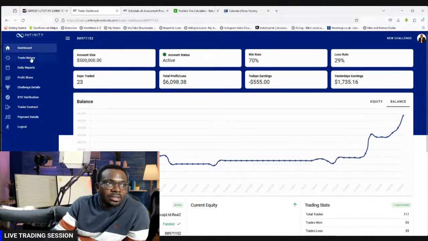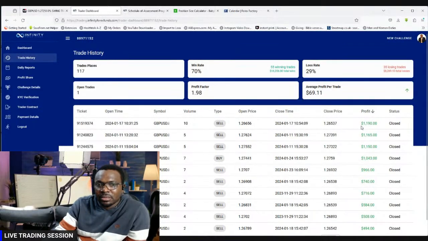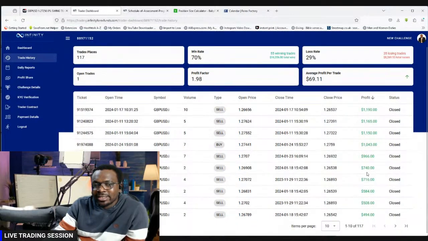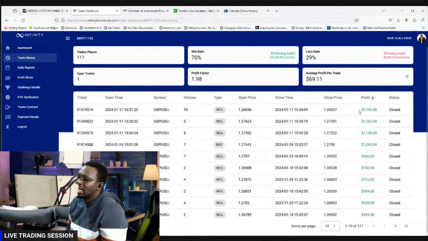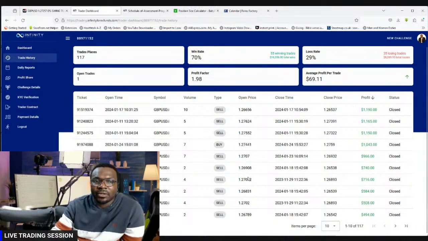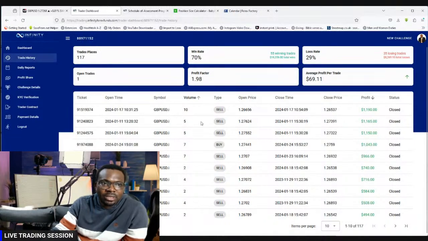So let's see. Under trade history, we'll check the profit. So 1,900. There is no trade that is up to 1,900. So that's a check. But the only concern is volume. So are they going to go against any trade that have 10 lot size that I traded? The lowest lot size was volume. Are they going to use this?